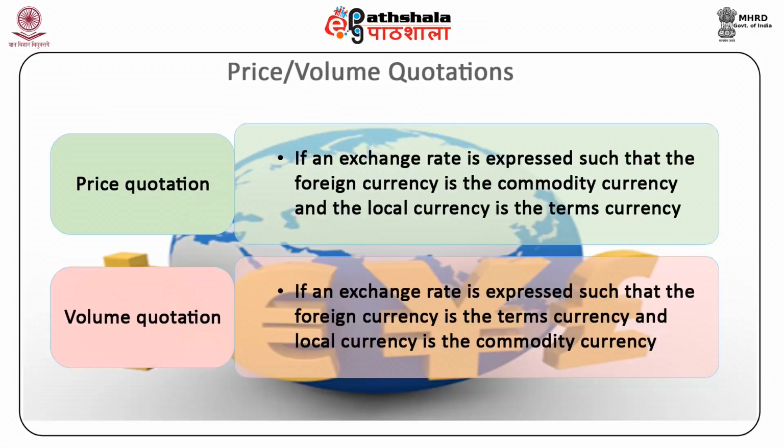The quotation US dollar 1 is equal to 124.50 yen constitutes a price quotation in Japan, but a volume quotation in the United States. A rise in the price of the terms currency corresponds to a fall in the number of units in which the price is expressed. Conversely, a fall in the price of the terms currency corresponds to a rise in the number of units in which the price is expressed.